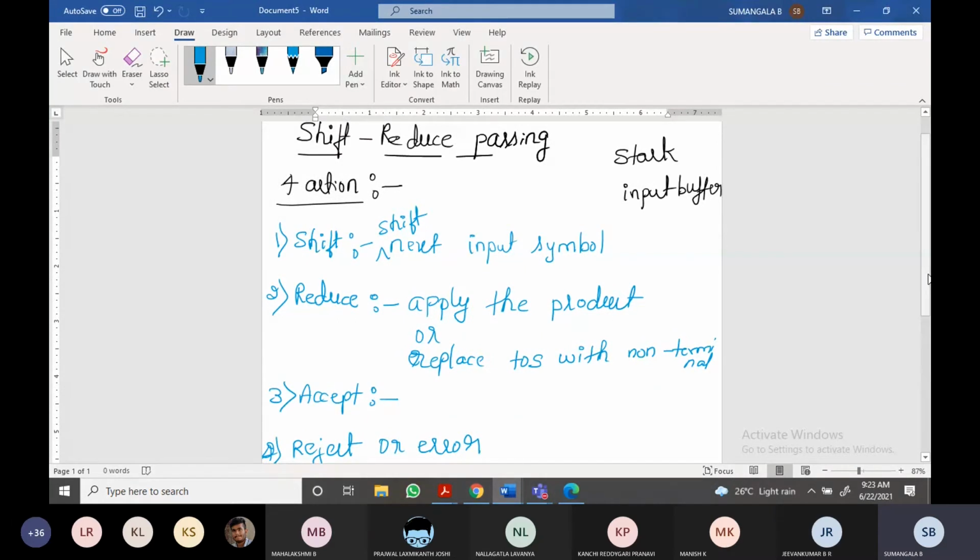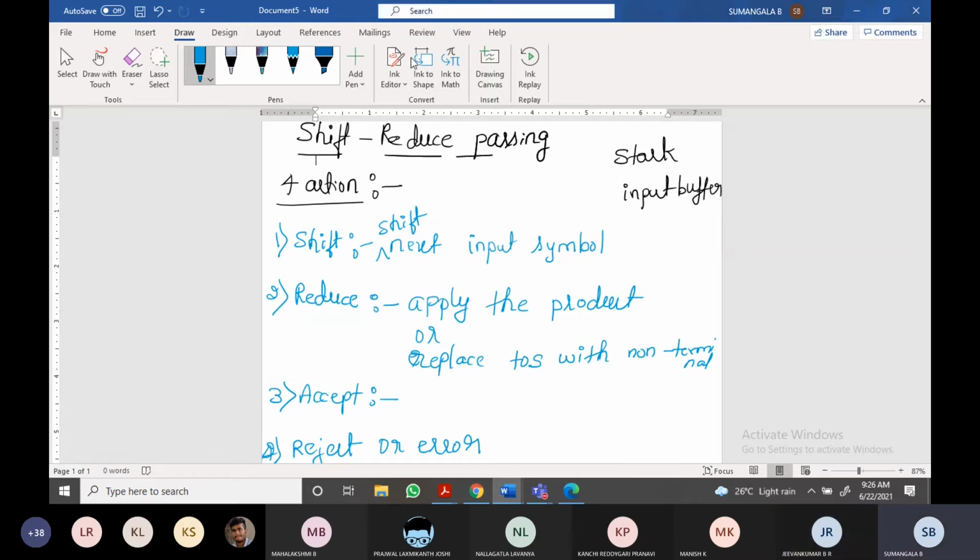Write the side heading as shift reduce parsing and write these four actions. Is it over? Yes, ma'am.